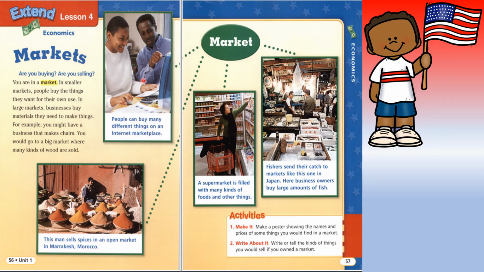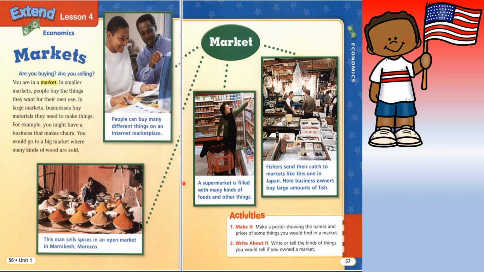Let's look at this picture. People can buy many different things on the internet marketplace. Amazon is a good example of a marketplace, boys and girls. You can buy anything on Amazon. Let's look at this one. This man sells spices in an open market in Marrakesh, Morocco. So what he's done is he's gotten all the spices and he's selling them on the street in an open market.